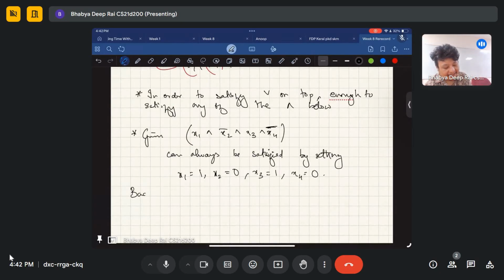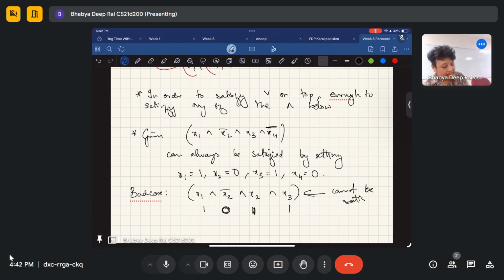So here's the bad case, when you have x1 and x2 bar and x2 and, say, x3. So here you will assign 1, here you will assign 0, here you should be assigning 1, right? But how can x2 be 0 and 1 at the same time? So this term cannot be satisfied. This is the only case when you cannot do it.